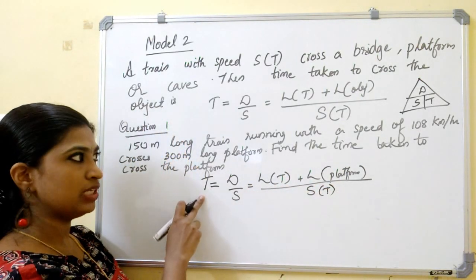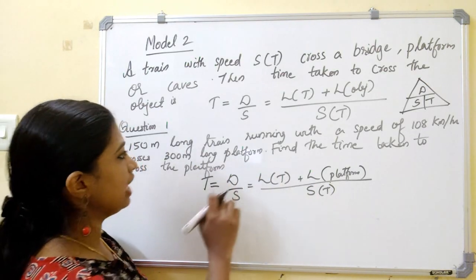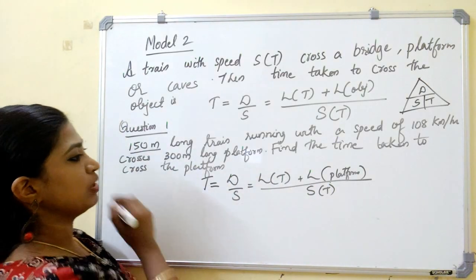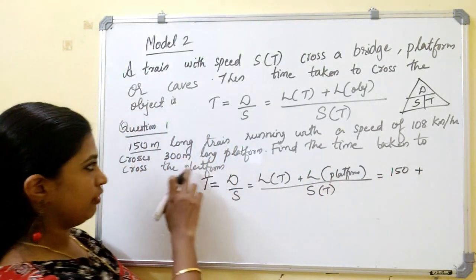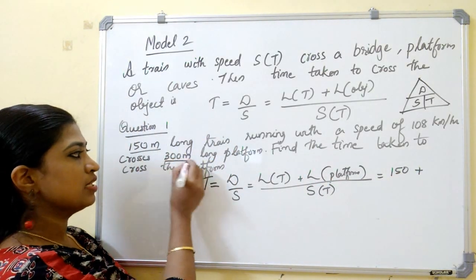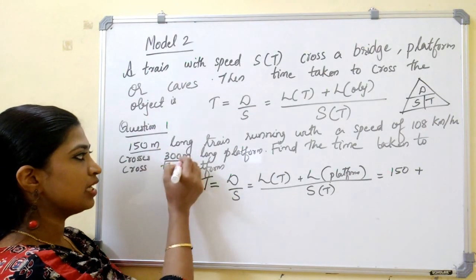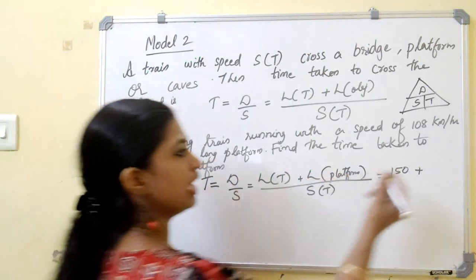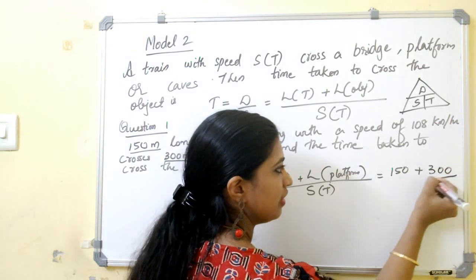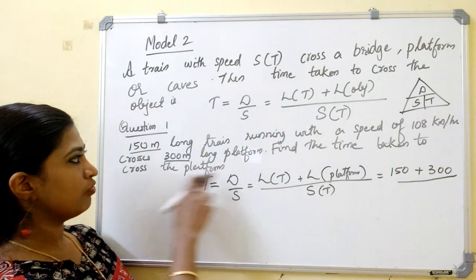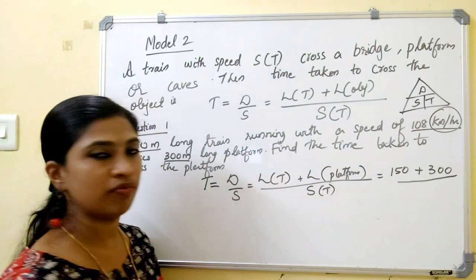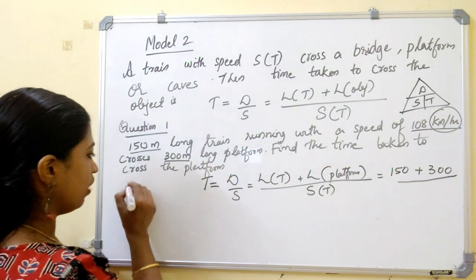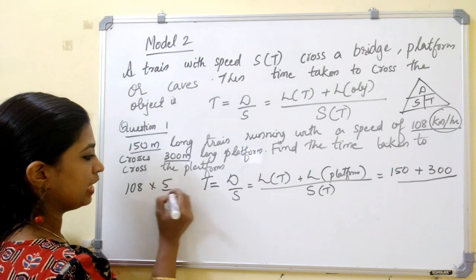Here we are asked to find the time itself. We are given the length of train, which is 150 meter. So 150 plus the length of the platform, 300 meter. Always consider the unit. Here it is in meter, here also it's in meter. So we can directly take 300 meter divided by the speed of the train. The speed of the train is also given. It is 108, but it is in kilometer per hour. 108 kilometer per hour is 108 into 5 by 18.